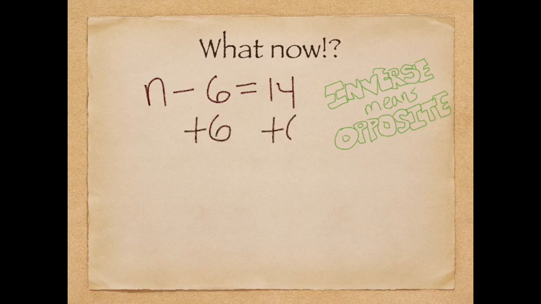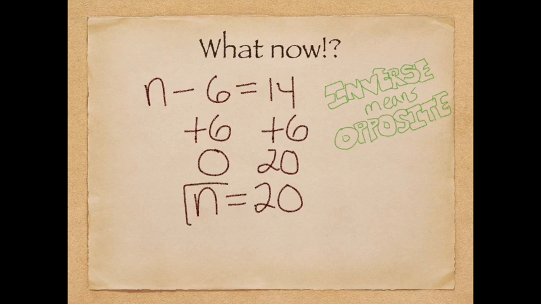And remember, whatever I do to one side, I have to do to the other. So now, negative 6 plus 6, that gets me back to 0, which is that part where I can just let it go away, leaving me with only n. And that means 14 plus 6, well, that's 20. So my answer is n equals 20. And you can check. Is 20 minus 6 14? Yes, it is. Absolutely. Therefore, I have solved this equation.